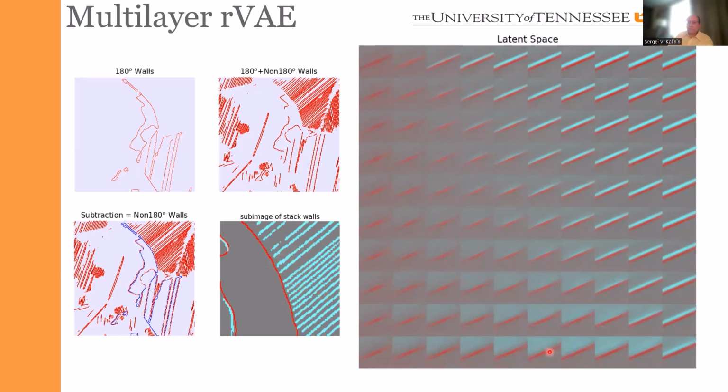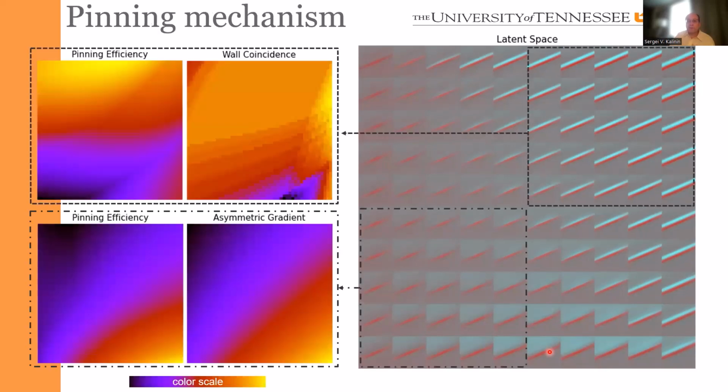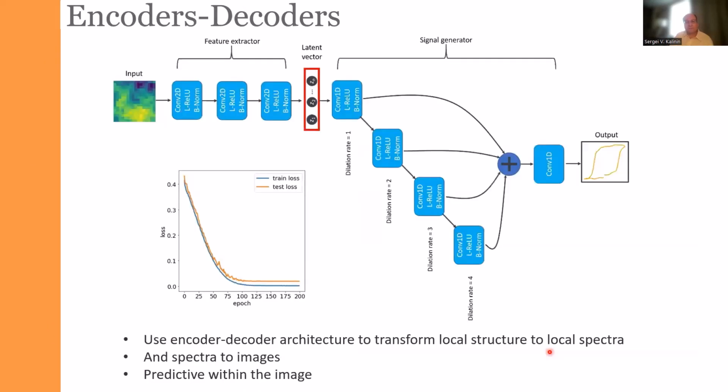So notice that this analysis is highly domain specific and you really need to understand your material and what goes on, but it's possible, and then it puts numbers on that. So you can quantify this behavior, pinning efficiency, wall coincidence, gradients, and so on.